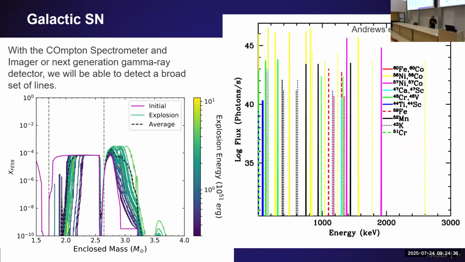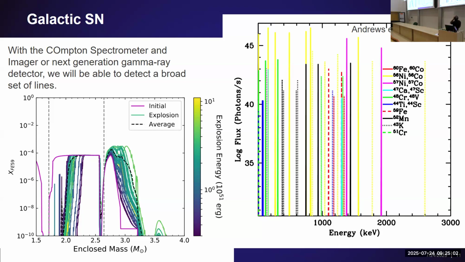If we had a galactic supernova, so say we get one where we get the neutrinos and the gravitational waves, because it's galactic, it's near enough, we will also get a whole slew of detailed gamma ray signals. So we won't be limited to just nickel-56 and titanium-44. There will be a whole slew of radioactive isotopes that are sensitive to different aspects of the star.